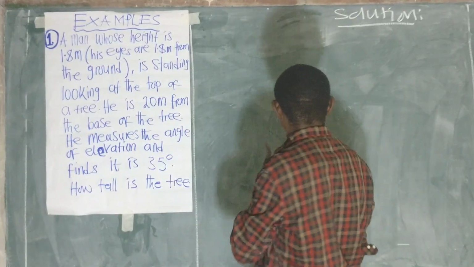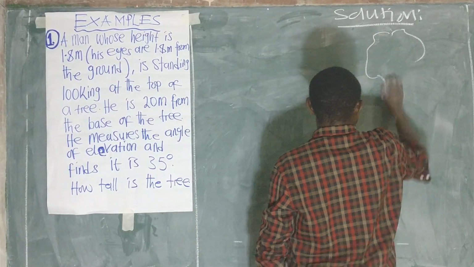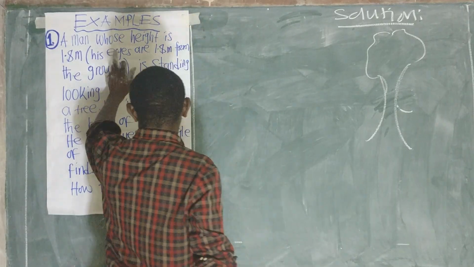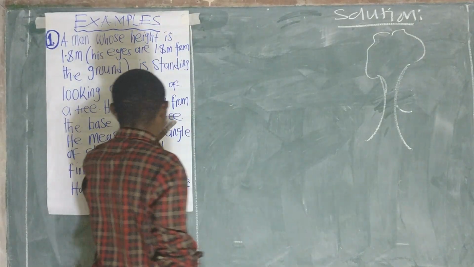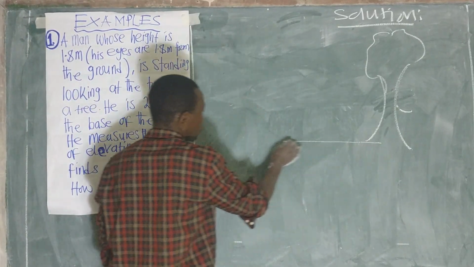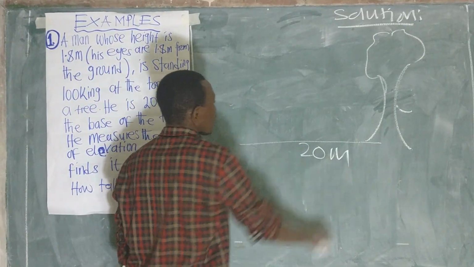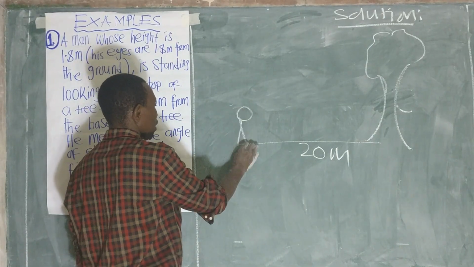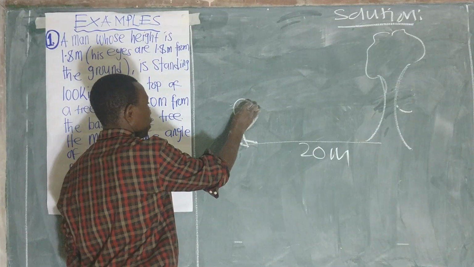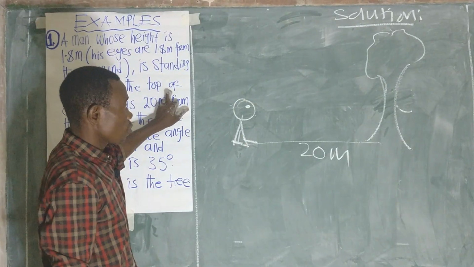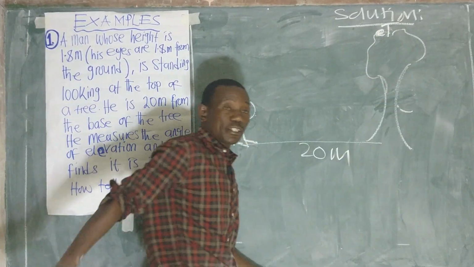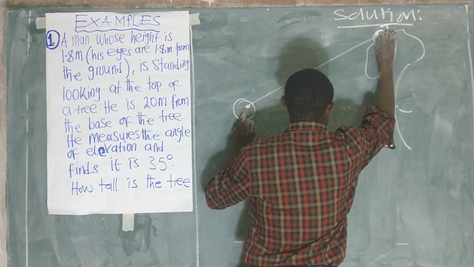So like here, talk of the tree, I can now figure it out, and maybe this is a tree. And say there's a man standing 20 meters from the base of the tree. So I can have here the distance from the base of the tree, this is 20 meters, and the man is here. They say this man is looking up at the top of the tree. So this is the top of the tree. I can label it with letter T, so it means his sight is focused on that.